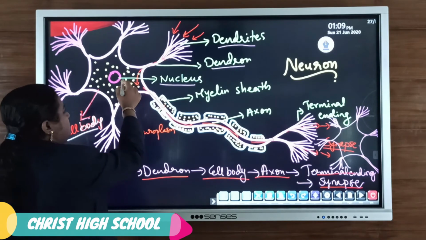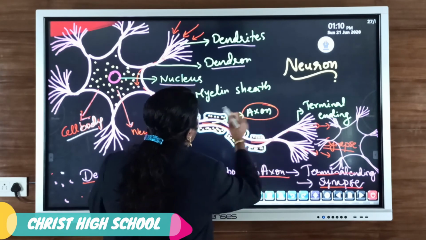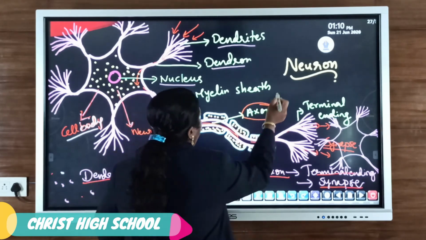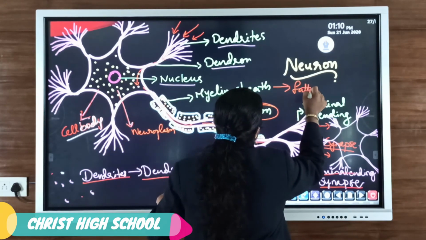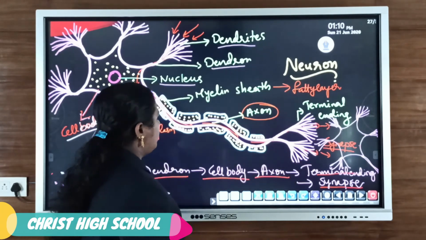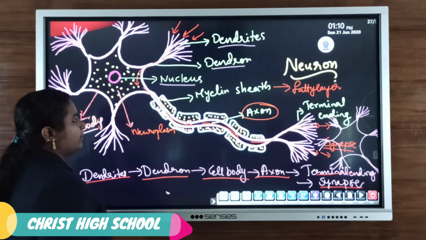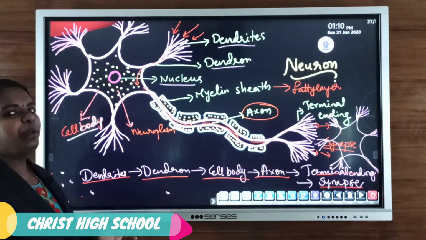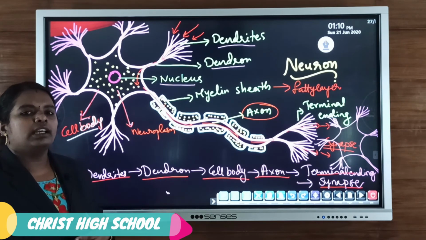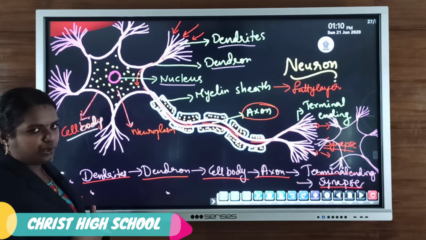Clear? Then the cell body leads to the axon, and this axon is covered by a fatty sheath. Myelin sheath means it is a fatty layer. So it is insulated and protected by a fatty layer, which is known as the myelin sheath. The main function of the myelin sheath is to speed up the transmission of the nerve impulse through the axon.